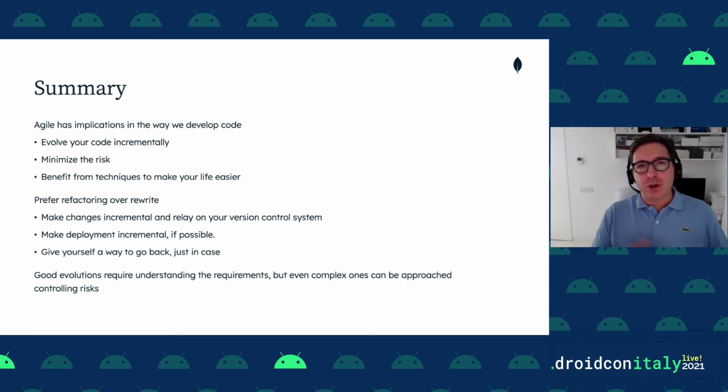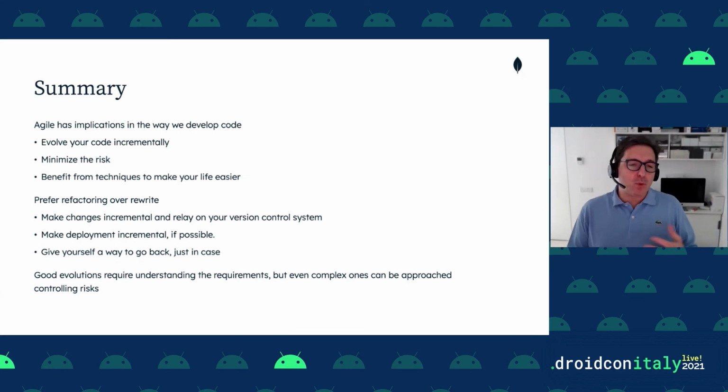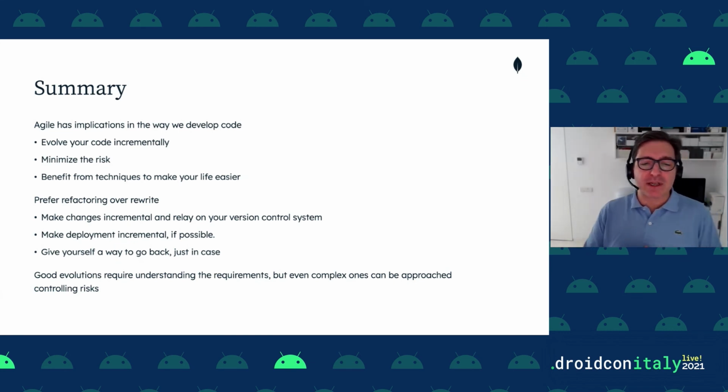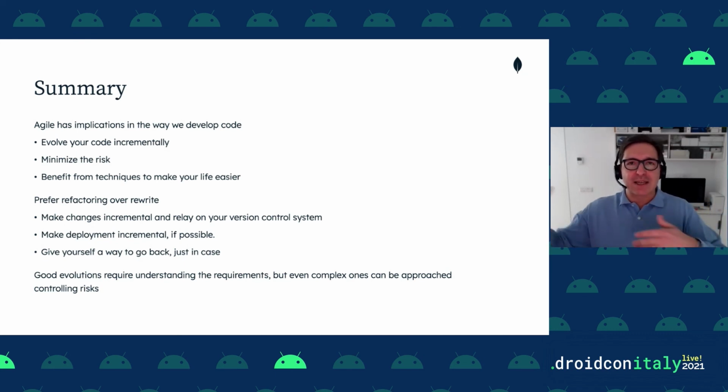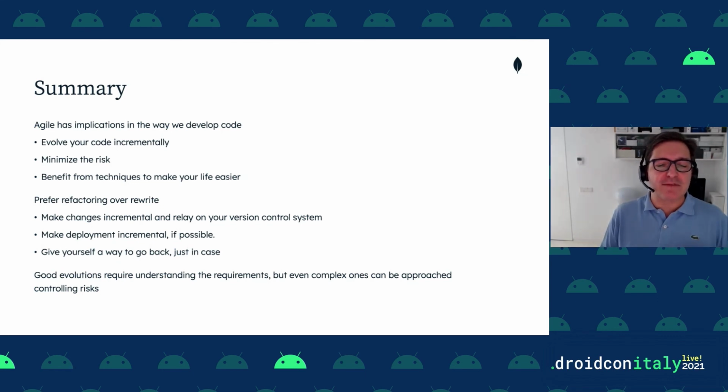And if you're going to do an evolution of your application, I would recommend you to use refactoring as much as possible. And when you do that, make the changes incremental and rely on your version control system, because that is where your changes should be reflected. And deployment should also be incremental if possible. Sometimes it cannot be, but I would recommend using feature flags and having different values for the different collectives.